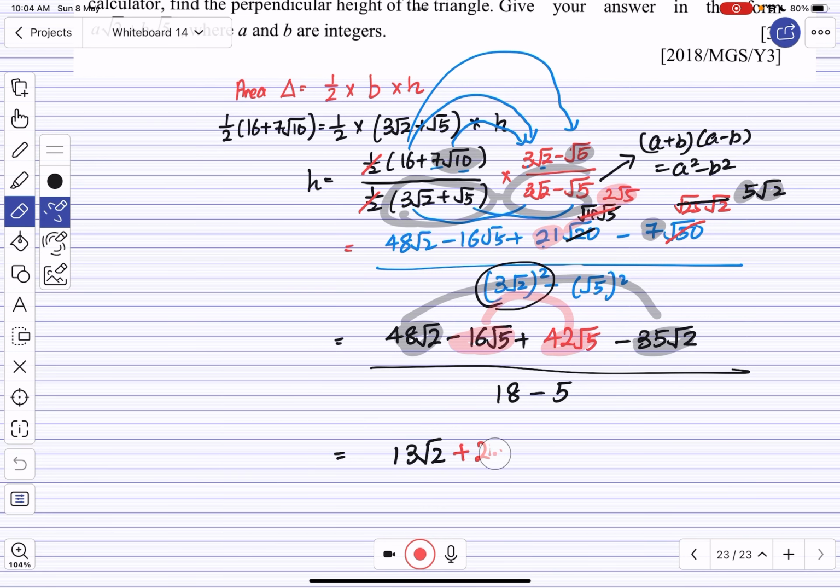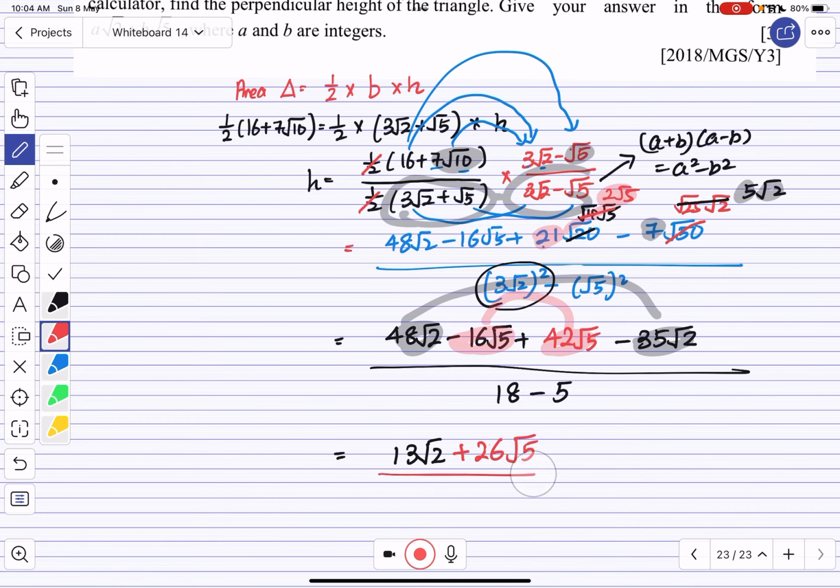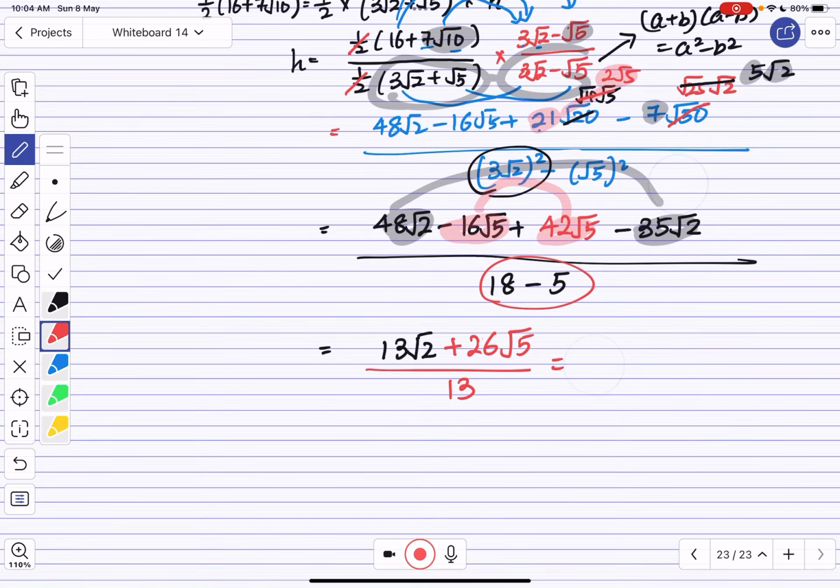Sorry, careless mistake there. Denominator 18 minus 5, that gives me 13. Right, so just simplifying this fraction, breaking up into 2, I have square root 2 plus 2 square root 5. Okay, and I'm done.